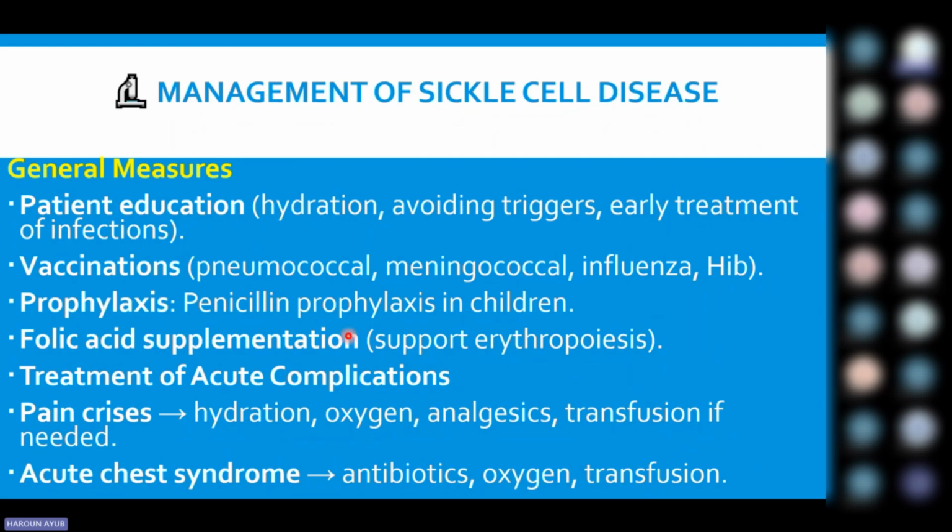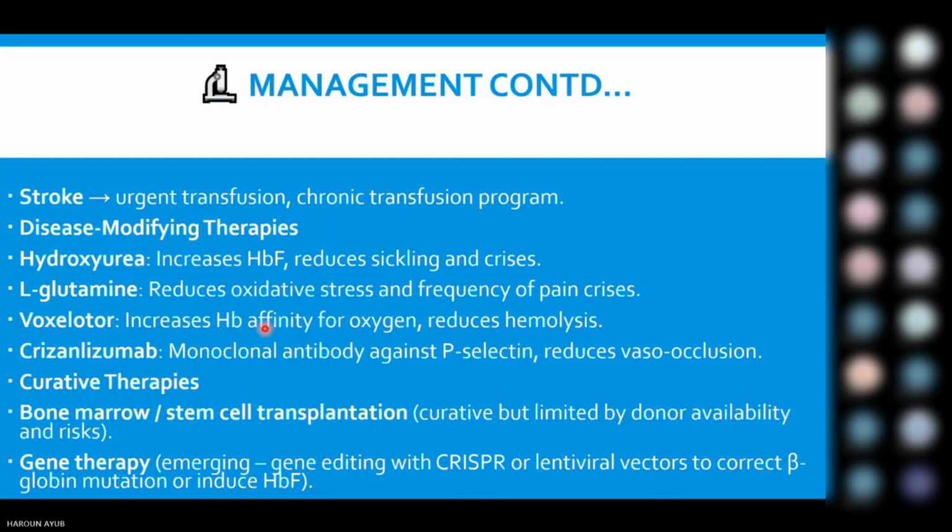Prophylaxis like penicillin prophylaxis in children, folic acid supplementation, treatment of acute complications like pain crisis, usually hydration, oxygen, analgesics, transfusions if needed. So this is usually in case the clogging is happening at certain points in the blood vessels, which causes pain crisis at some points. The acute chest syndromes, antibiotics, oxygen, transfusion. So this is just general measures in terms of patient management. For stroke, urgent transfusion, chronic transfusion program usually alleviates that particular aspect.